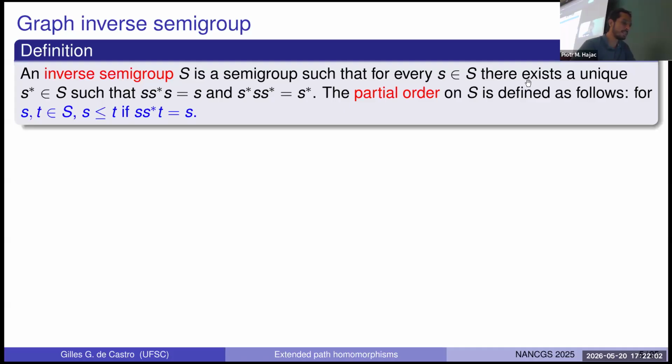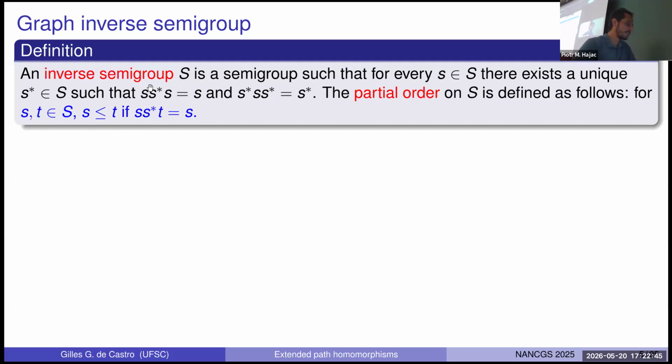There's another way of defining it: instead of asking this to be unique, you ask just the existence, and then the uniqueness is equivalent to the set of idempotents being commutative. So it's another way of defining it. Actually, for proving that it's an inverse semigroup, it's sometimes easier, instead of finding a unique inverse, to just prove that the idempotents are commutative. And there's a partial order defined on this inverse semigroup. There are several ways of writing this partial order. One way of writing it is that S is less or equal to T, for elements S and T in this inverse semigroup, if S star T equals S.